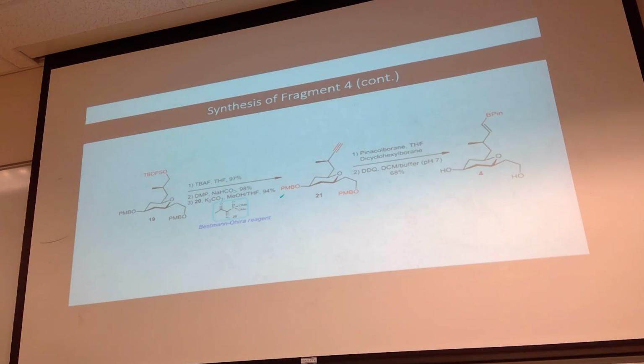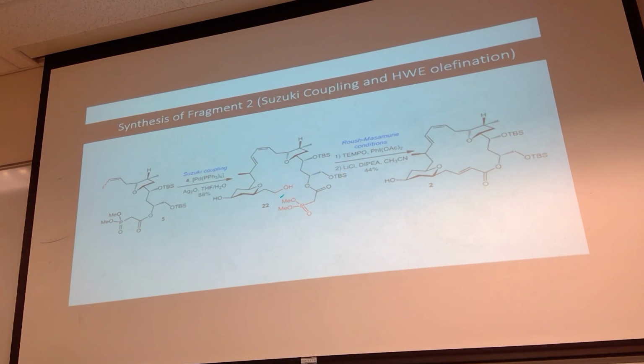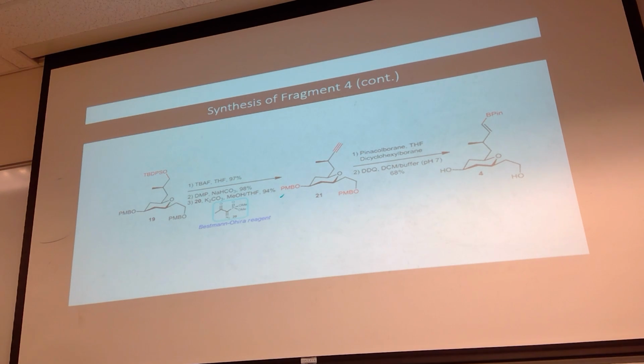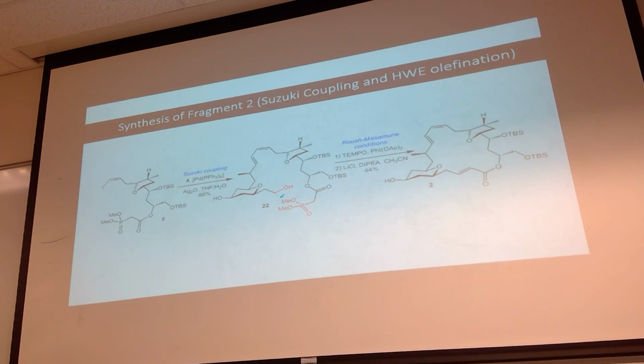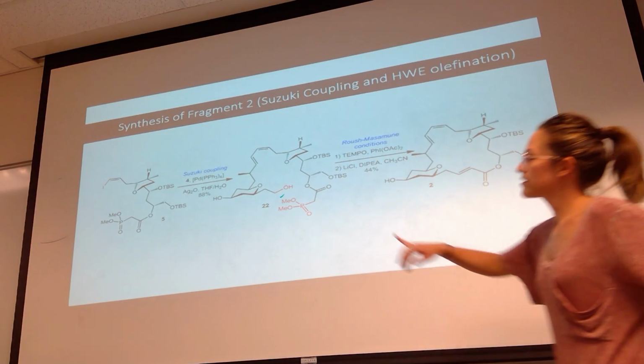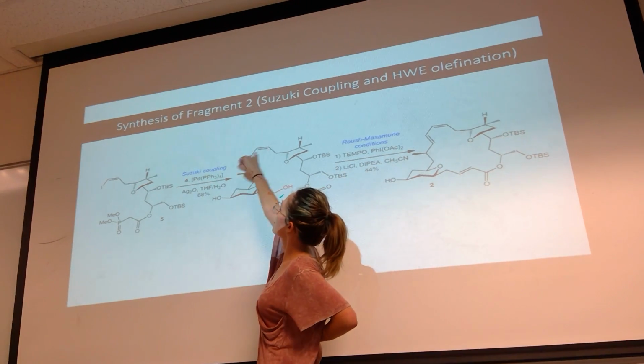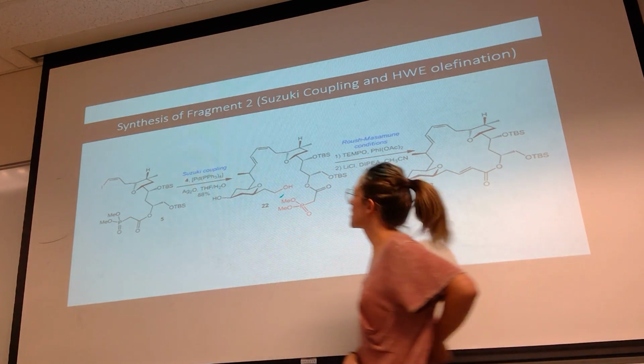So now we have fragment 4 and fragment 5, which means we can make fragment 2. Fragment 2 is going to be a Suzuki coupling. So we have that vinyl halide as well as our organoborane right there. And we're just going to do a Suzuki coupling, and we can see the diene formed right there from that Suzuki coupling.